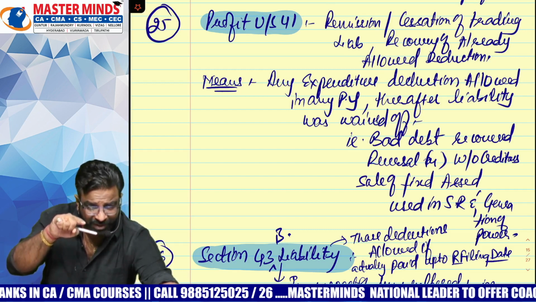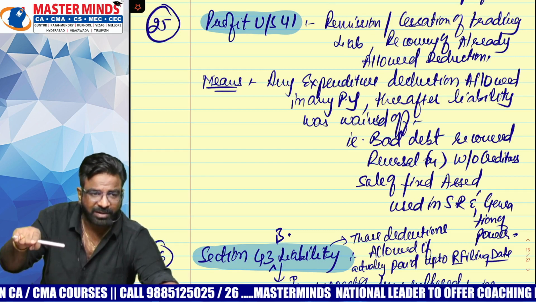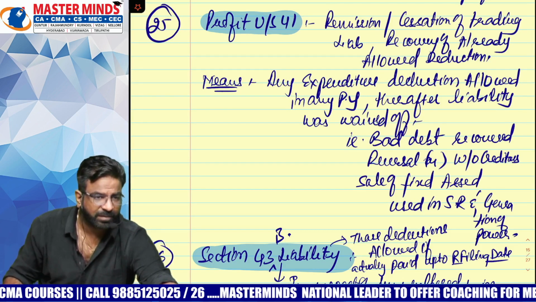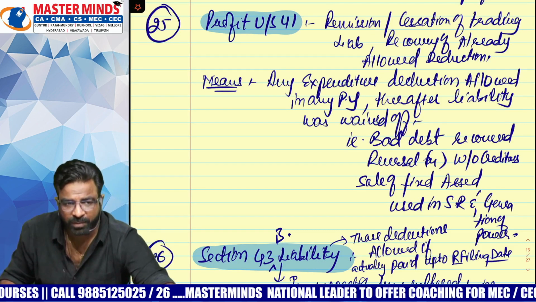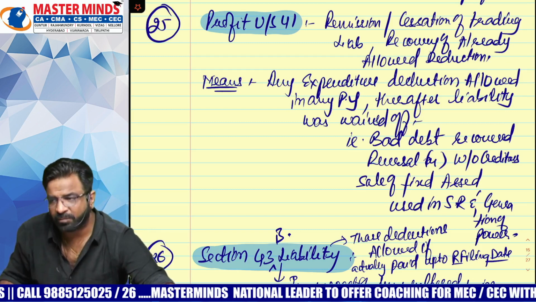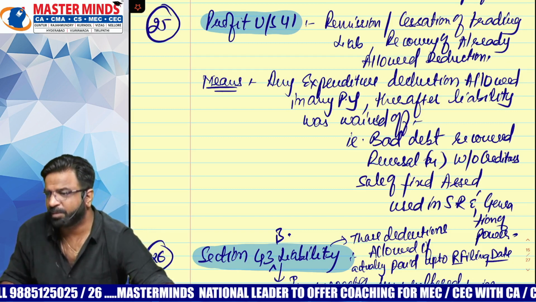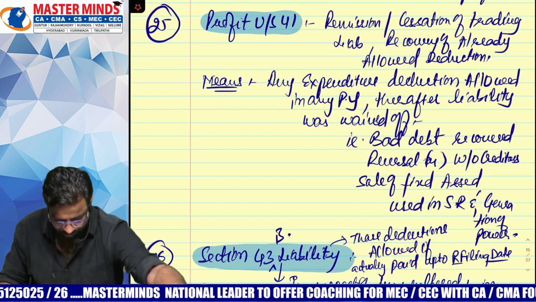But if you are unable to prove that to the tax auditor at that point of time, then the tax auditor will disallow it, and it will be treated as your deemed profit. Is it clear? That was clause number 25.